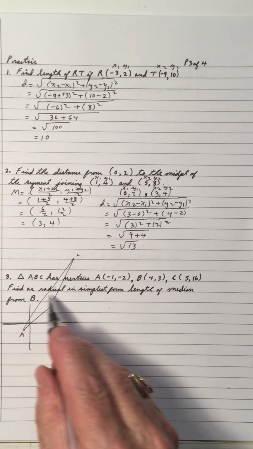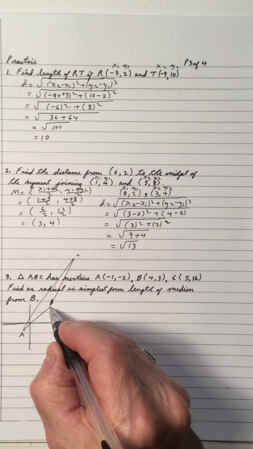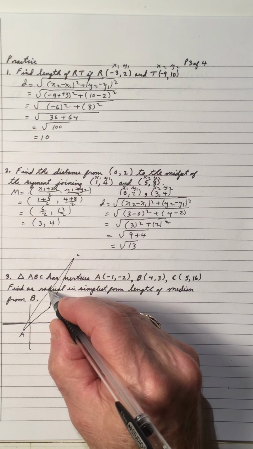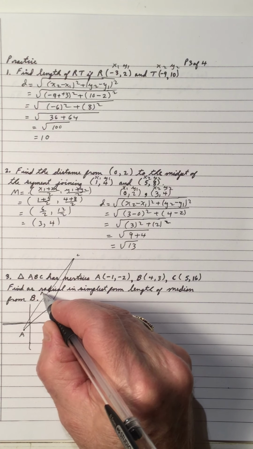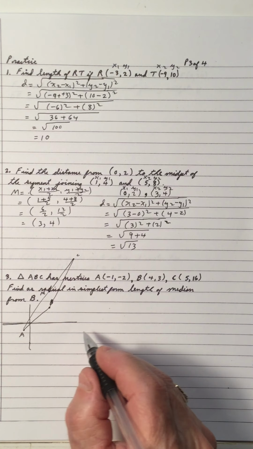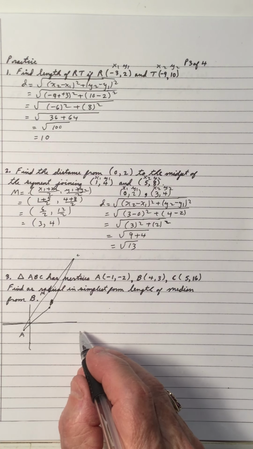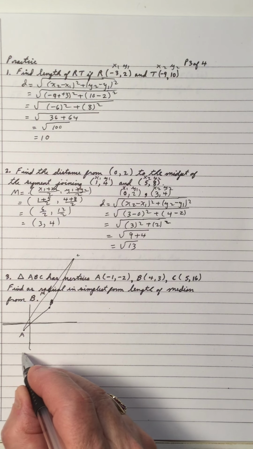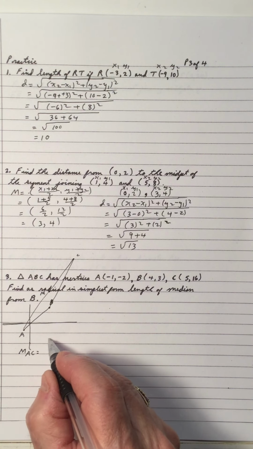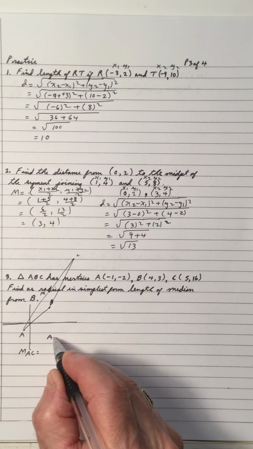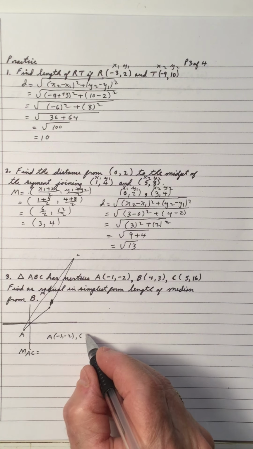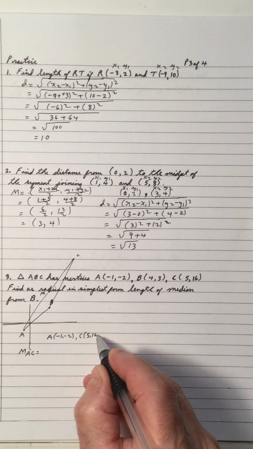But it says it wants to find the length of the median from B. So there's B, the median leaves and goes to the midpoint. So there's the midpoint. So the median goes from B to the midpoint of AC. So I have to work out the midpoint of AC. So A is -1, -2, and C is 5, 16.